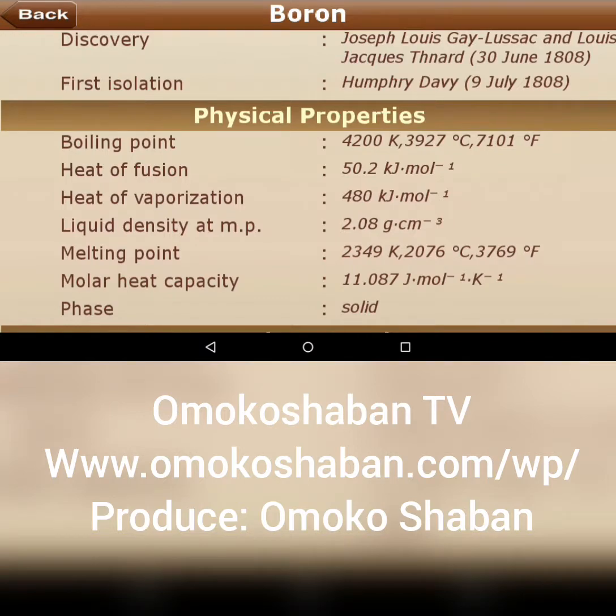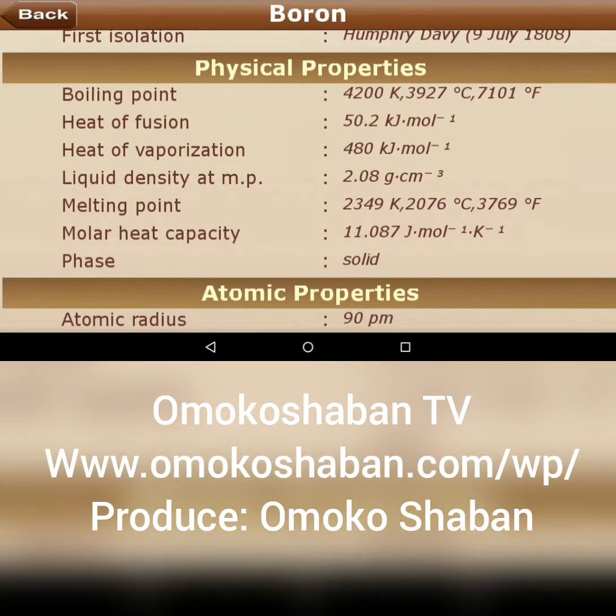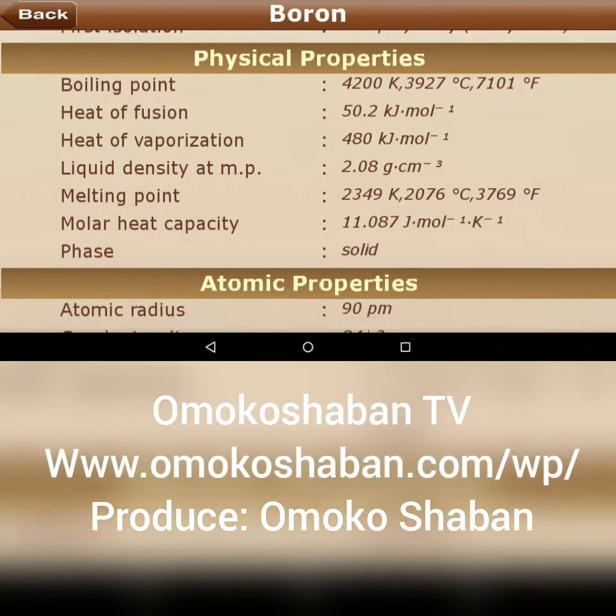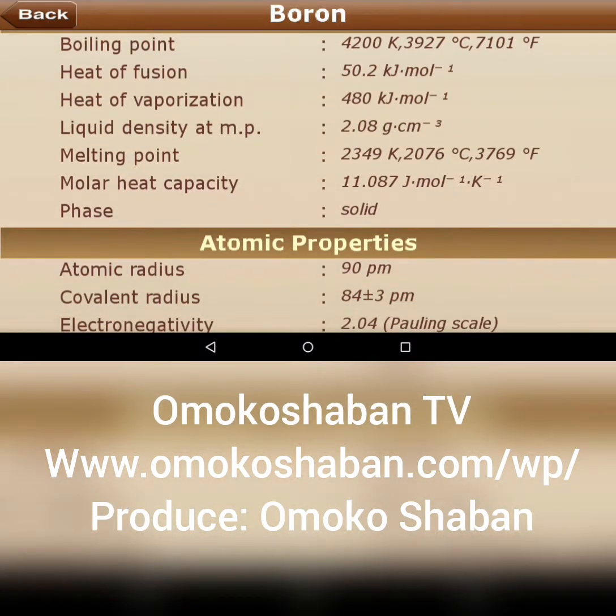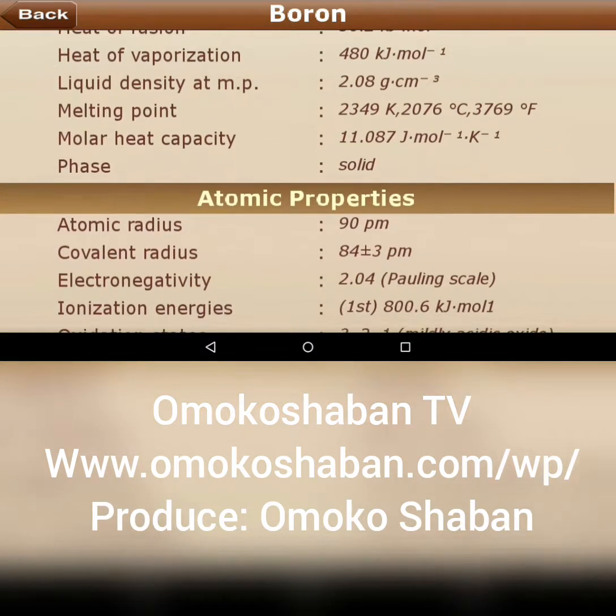It has physical properties like a boiling point of 4200 Kelvin. It has a heat of fusion of 50.2 kJ per mole, heat of evaporation 480 kJ per mole, and a liquid density at melting point of 2.80 grams per cubic centimeter. It has a melting point of 2349 Kelvin. Molar heat capacity 11.087 joules per mole Kelvin. Phase is solid.